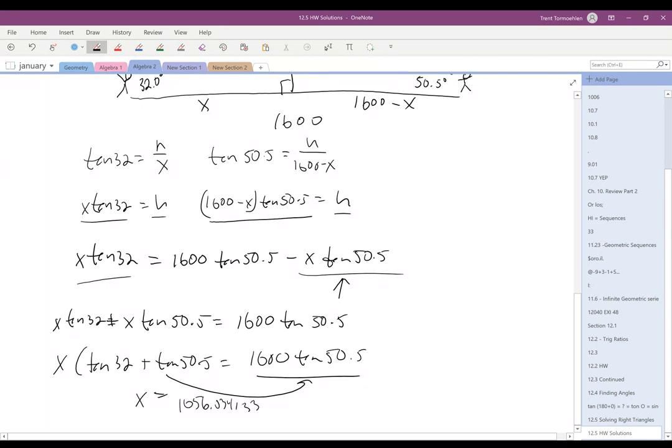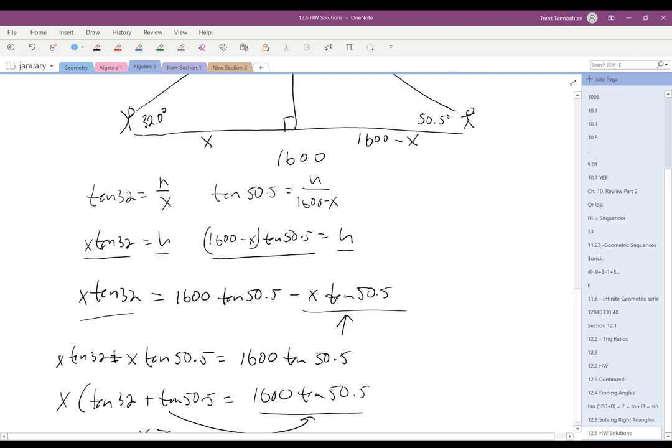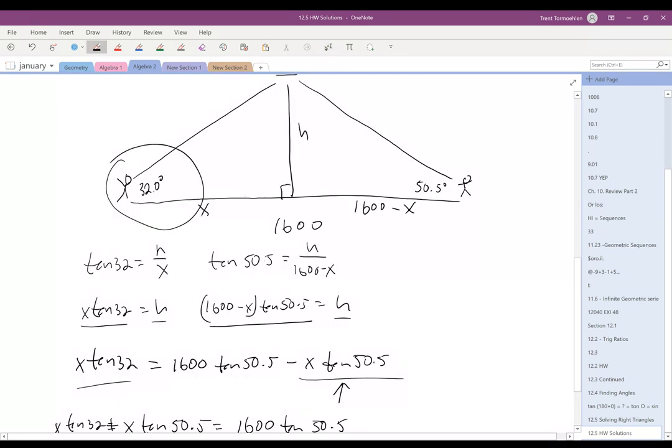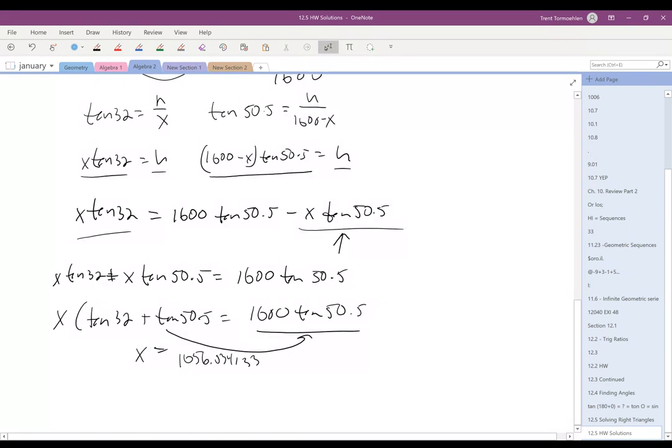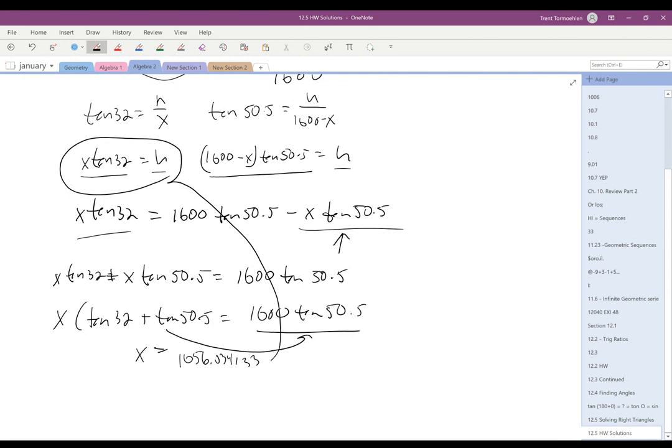1,056.034133, which is not your answer because we didn't want to know the distance this person was from the point below the helicopter. We want to know the height. And so to find that, we just need to solve this equation, which is take x, which we just calculated, and multiply that times tan 32. And we get 659.88. It said round to the nearest, or three significant digits. And so it's just going to equal, h is going to equal 660.